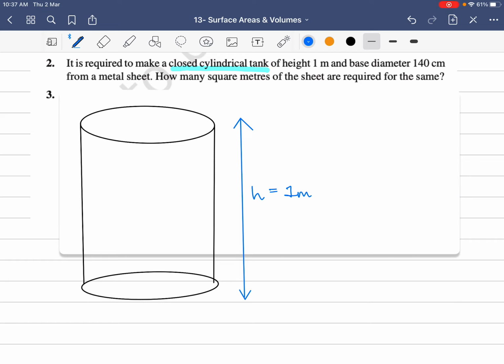Okay, and let's continue. Height 1 meter and base diameter 140 centimeter. So the base diameter is 140 centimeter. So once again, let's draw this. This is the whole diameter, which is given to be 140 centimeter. I am just going to convert it to the same unit. Since this is meter, let's write it as 1.40 meter. 100 centimeter is equal to 1 meter, so just divide it by 100. So the base diameter, I am just going to write d. In fact, d is equal to 1.40 meter.